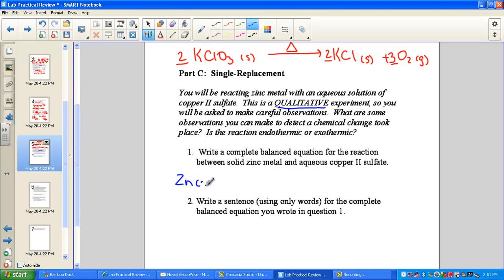Zinc metal in a solid state is an element. Putting it into a blue-colored solution of copper 2 sulfate, copper with its +2, sulfate with its -2, we simply come up with CuSO4. Element plus a compound. The element, zinc, and the copper exchange places, a single displacement reaction. Solid copper will plate out of this solution and a gray color starts to form in the water of the aqueous zinc sulfate.